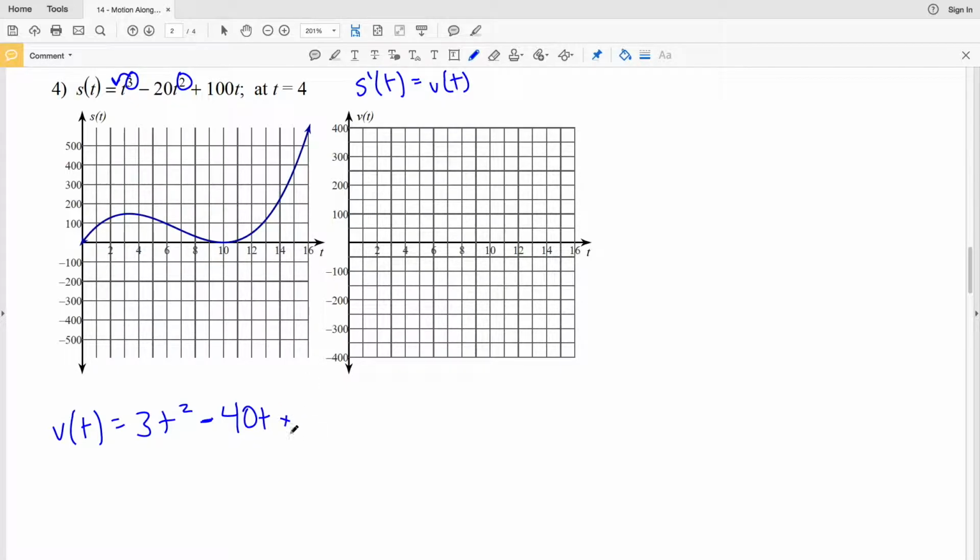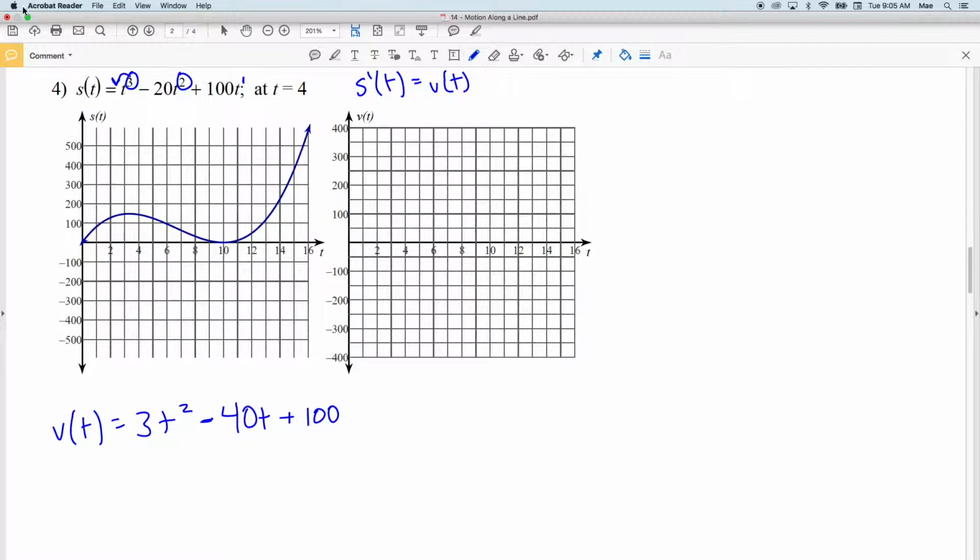And then for our last term, we're going to be adding, if that's an exponent of 1, 1 times 100 is 100, and t to the 1 minus 1 is 0. And t to the 0 is equal to 1, and 1 times 100 is 100. So our velocity function, v of t, is 3t squared minus 40t plus 100. So let's go ahead and graph that using our graphing calculator to help us plot those points.